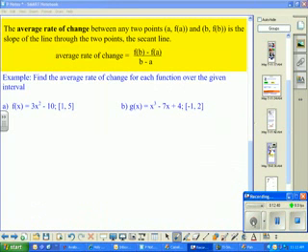So to do that, you're going to basically find the slope between the 2 points. It's also called the secant line, and we'll do a couple of graphs to show you what that looks like. But ultimately, average rate of change is just the slope. So our first function is 3x squared minus 10.